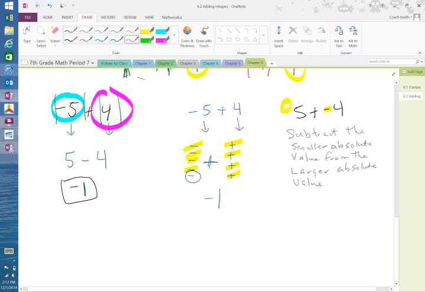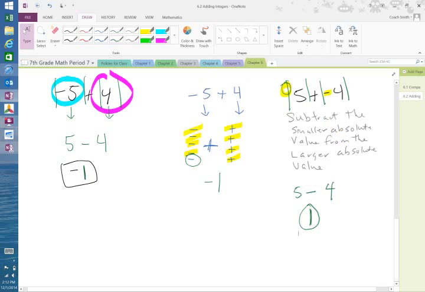Now, so in this particular case, I have the absolute value of 5 is 5 minus the absolute value of -4. The absolute value of -4 is what? 4. What is 5 minus 4? 1. Which is the larger absolute value? The positive is. So that's why it is a +1.